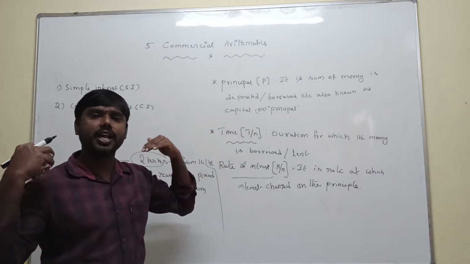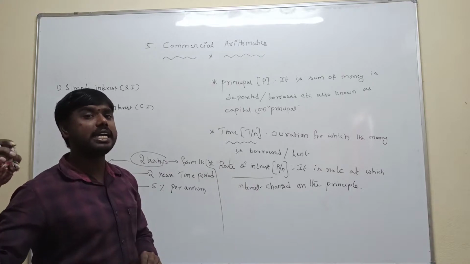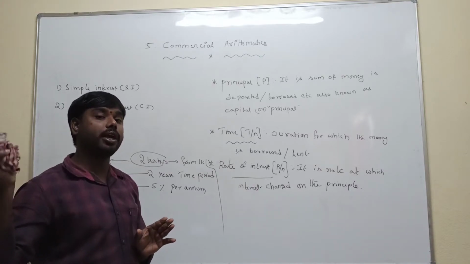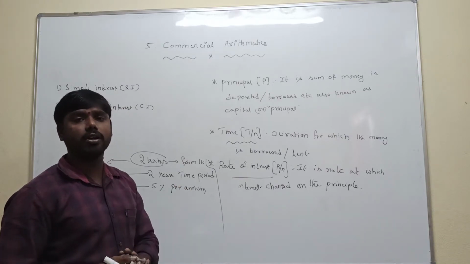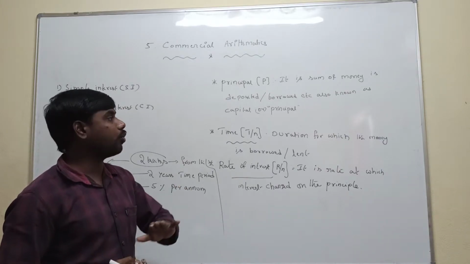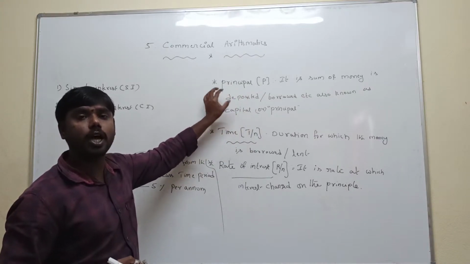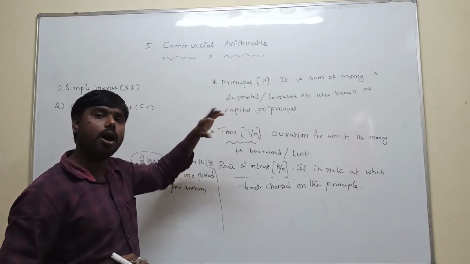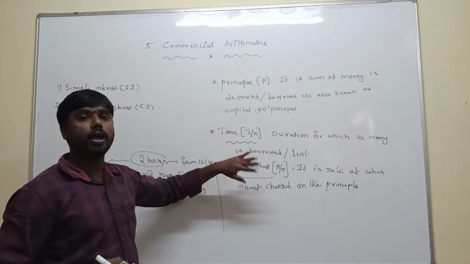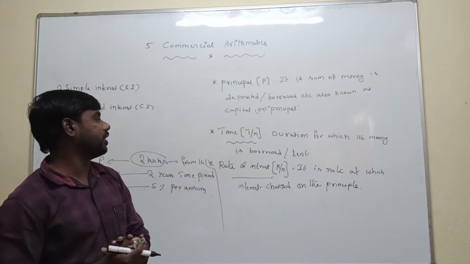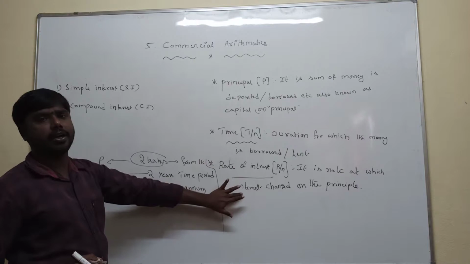Suppose you are taking a loan from the bank, definitely they are giving you interest. There the interest is 5%. Whenever you return that amount, you should pay the loan amount including 5% of the amount. That is the meaning of principal, time, and rate of interest.